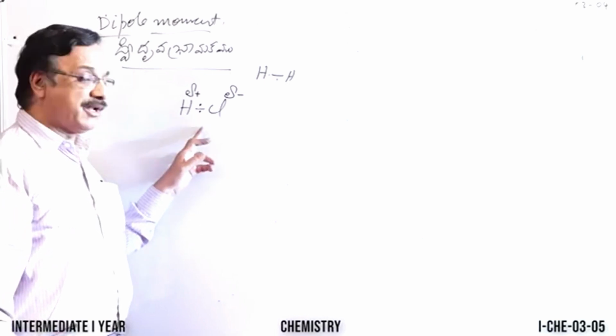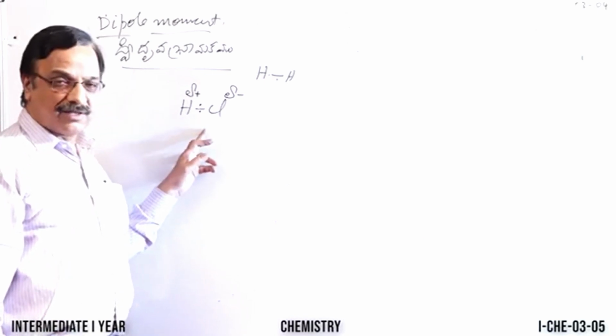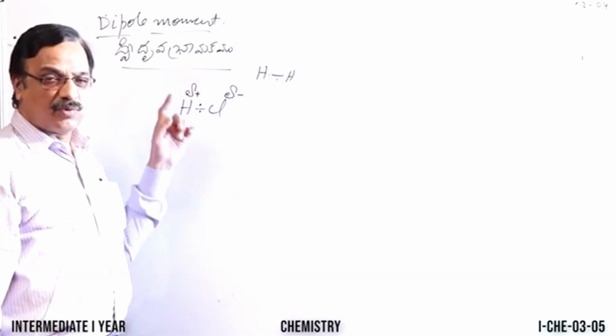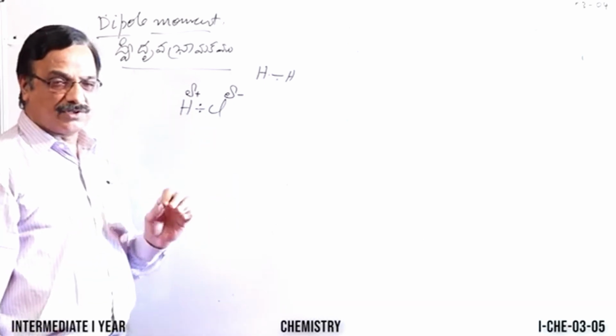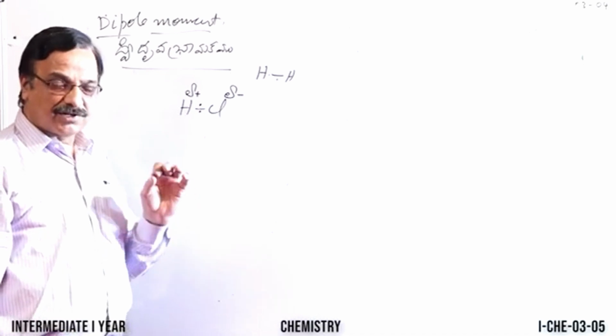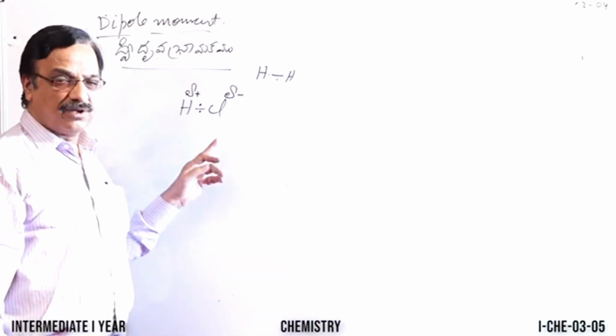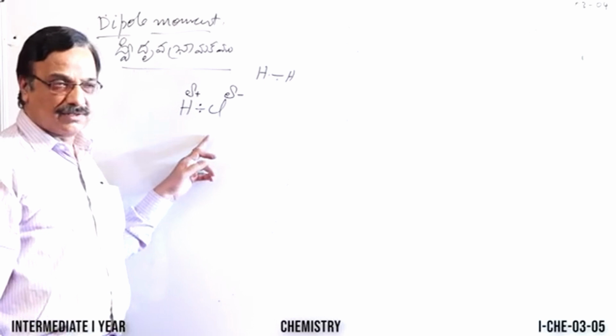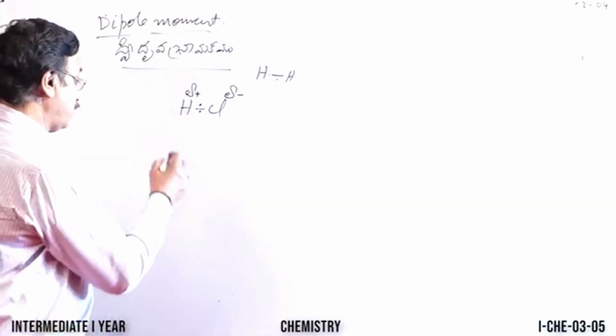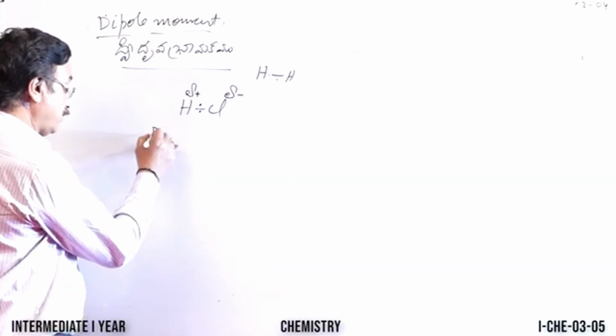So how much this ionic character is there, right? That we can measure with the dipole moment. Dipole moment is used to measure the percentage of ionic character present in the covalent bond, right? So we can define the dipole moment.